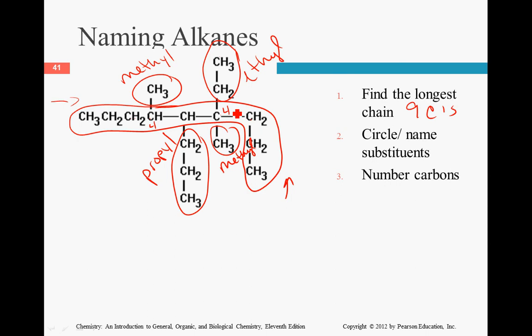When you come to a situation like that, what you're going to look at is alphabetical. Ethyl comes before methyl in the alphabet. So that means when you have a toss-up, the ethyl will win. So 1, 2, 3, 4, 5, 6, 7, 8, 9.